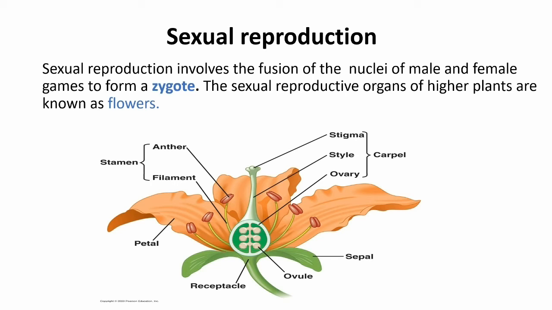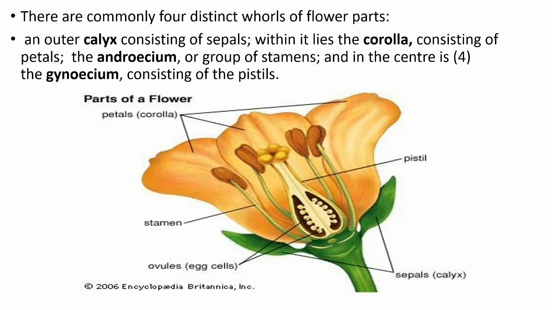Then we have the petals, which are the colorful part of the flower. Then we have the sepal, which is a leaf-like structure from which the petals bloom. Then the receptacle and the ovule are also part of the flower. So there are four commonly distinct whorls of a flower part. We have the first whorl, the outer calyx, which consists of sepals. That is the leaf-like structure. Inside there lies what we call the corolla, which contains the petals.